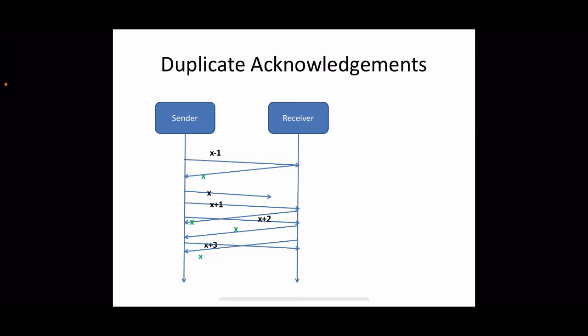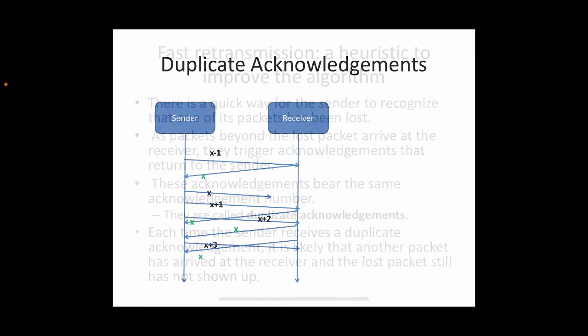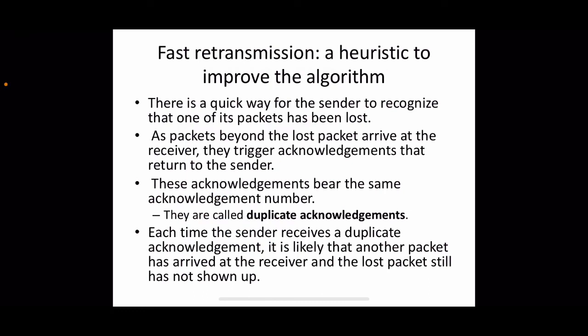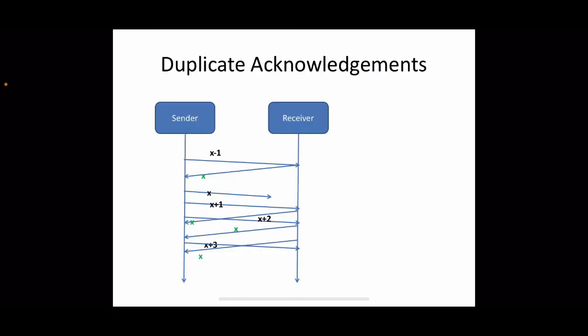So what will the sender understand? The receiver is receiving, but the acknowledgement numbers are duplicates, meaning that in between something is lost and the remaining is received. So even before the timer for segment x expires, the sender will understand that segment x is lost. How do we identify whether it is segment x or x plus 1? Based on the acknowledgement number: whatever is coming as a duplicate, that is the lost one. These acknowledgements bear the same acknowledgement number and are called duplicate acknowledgements. Each time the sender receives a duplicate acknowledgement, it is likely that another packet has arrived at the receiver and the lost packet still has not shown up. That is why the same acknowledgement number is coming again and again. So this is an example.